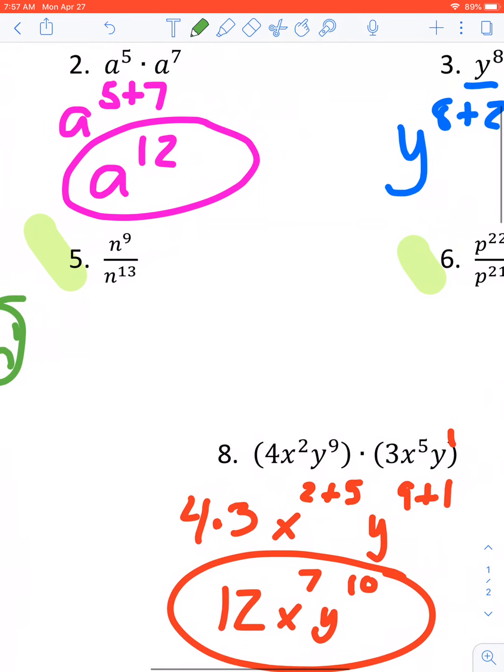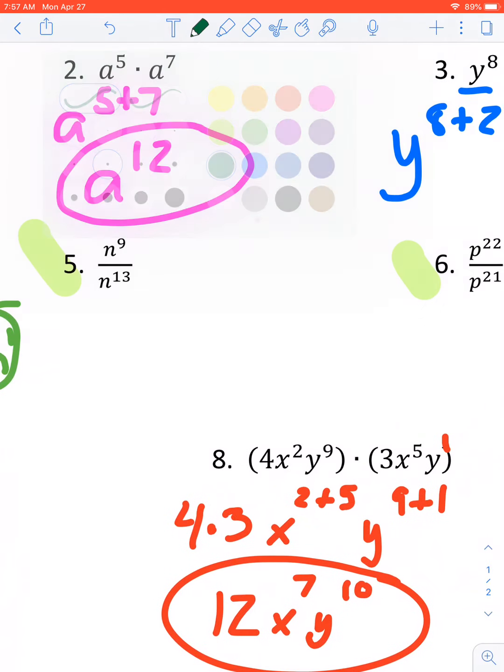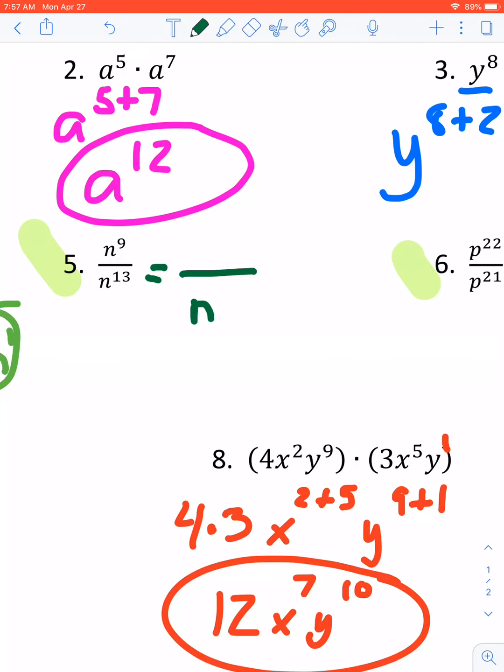So let's look at number 5. Number 5 says n to the 9th over n to the 13th. Well, that's a lot going on there. I like to say, where do I have more? I have 9 on top. I have 13 on bottom. So I have 4 more on bottom. If I don't have anything on the top to put there, there's always an imaginary 1, and I subtract it. So again, I have 9 on top and 13 on bottom, so I have 4 more on bottom.